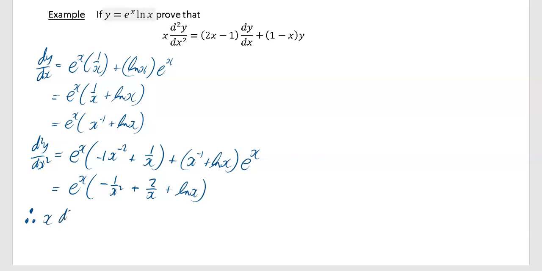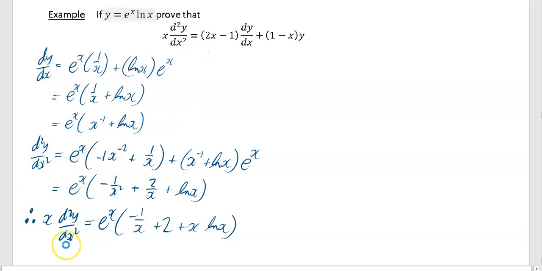So we'll just say, therefore, x times d2y by dx squared equals e to the x upon, and if you multiply x into this bracket, you're just going to get minus 1 over x plus 2 plus x, then x. So now what I'm left to do is check that this thing is going to be the same as if you work out the right hand side. So we'll do that up here and see.